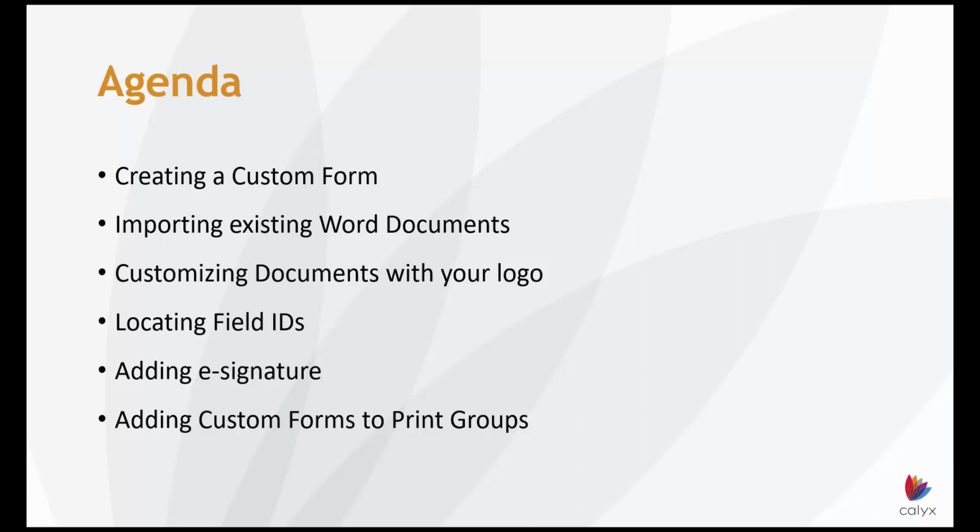Today we're going to be covering custom forms. We're going to walk through how you can create a custom form, how you can import an existing Word document into a custom form, how you can then customize that with your logo, how to find the field IDs if you need those for your custom form, how you can add an electronic signature, so if you are sending out e-signatures, you can add that to a custom form, and finally, adding custom forms to your print group. I'm going to go ahead and open Point so we can get started.